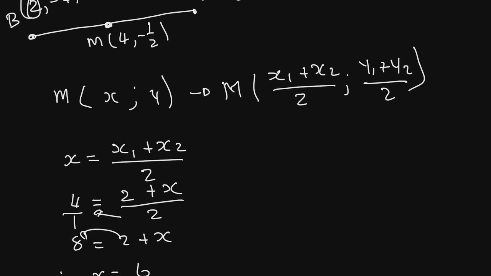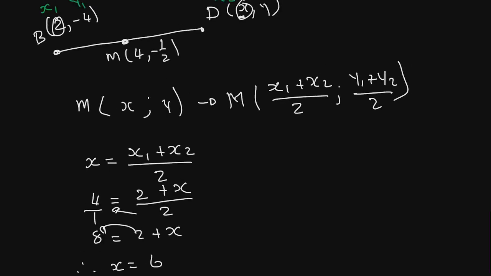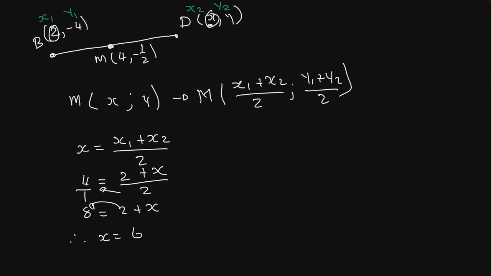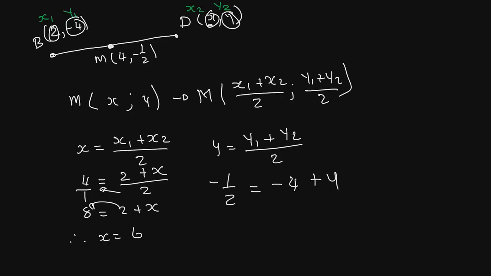So now, if you want to find the value of y, we are going to also use the very same approach to say that the y of the midpoint is equivalent to (y1 + y2) all divided by 2. And the y value of the midpoint is negative, I mean negative half. So you're going to say the y value is negative 1 over 2. And the value of y1 is negative 4. The value of y2 is y. Then this is all divided by 2.